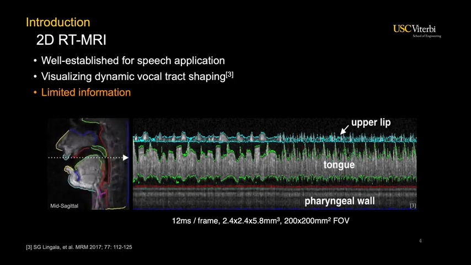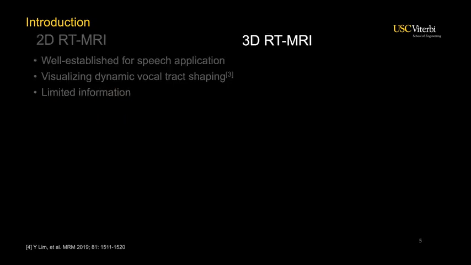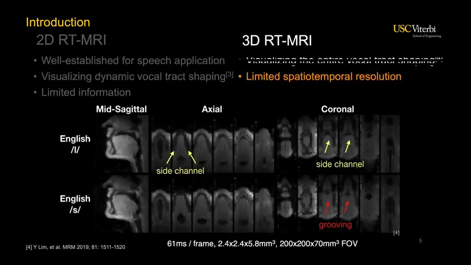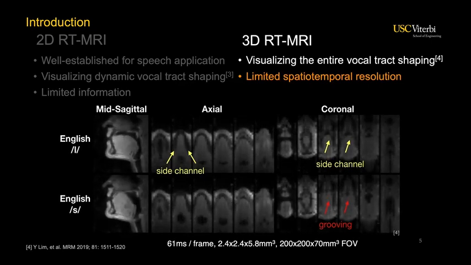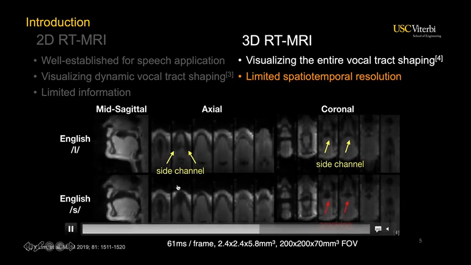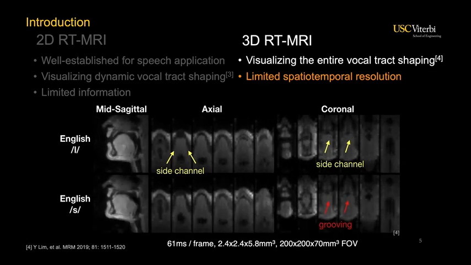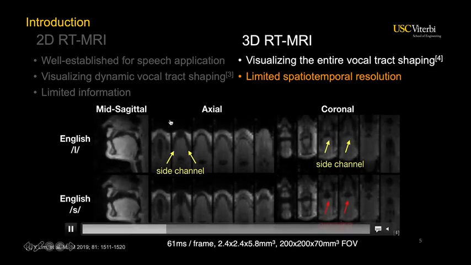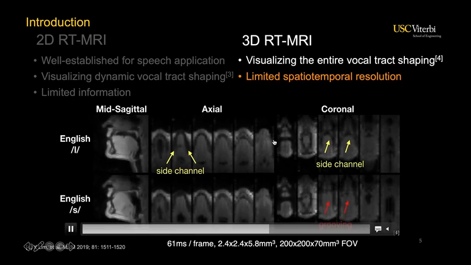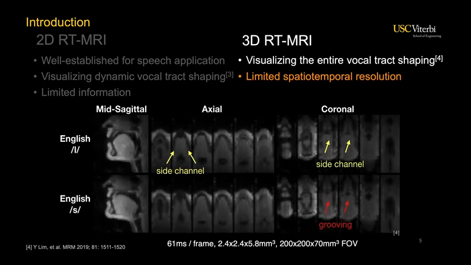However, if we want to have a full understanding of the complexity of the vocal tract, information is limited in 2D. To address this, 3D real-time MRI has been recently developed to visualize the entire vocal tract shaping. And here's an example showing the uniqueness of this technique, which is the first to image tongue side channeling and tongue grooving in axial and coronal views, while articulating English sounds L and S.